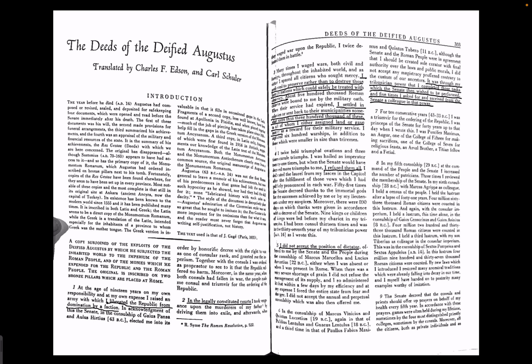And 5 times I asked for and received from the Senate a colleague in that power, meaning I wasn't the only tribune, I wasn't the only one doing this, but those colleagues, of course, would have been people who were just yes men to him, right? Very carefully crafted document. Again, every word, every phrase here is so carefully chosen.